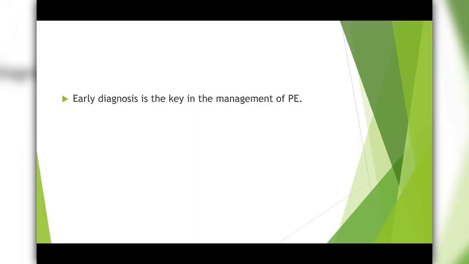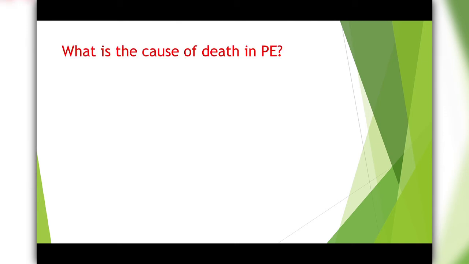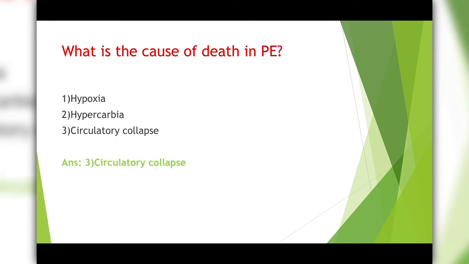Early diagnosis is the key in management of PE. The interval from onset of symptoms to death is relatively short. In massive PE, 50% die within 30 minutes, 85% die within 6 hours of onset of symptoms. What is the cause of death in pulmonary embolism? Is it hypoxia, hypercarbia or circulatory collapse? Correct. It's the circulatory collapse.